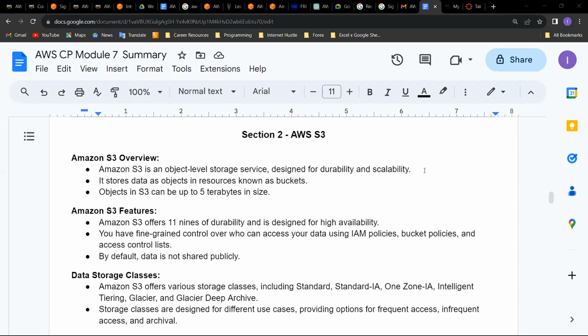And it offers 11 nines of durability, that is 99.999999999 percent. And then it is designed for high availability. However, S3 cannot be attached to an EC2 instance. They are mostly for hosting.